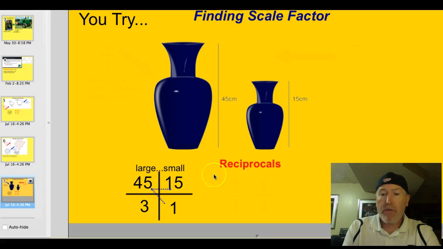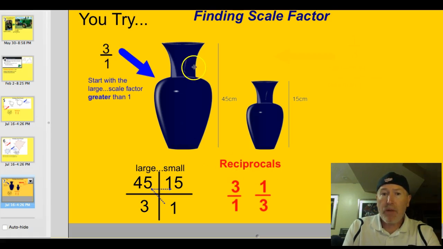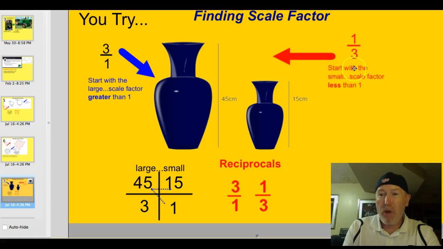1 to 3, 3 to 1. They're reciprocals again. 3 to 1, starting with the large one, the scale factor is greater than 1. Starting over here with the smaller one, it's less than 1, 1 to 3, going from small to large.